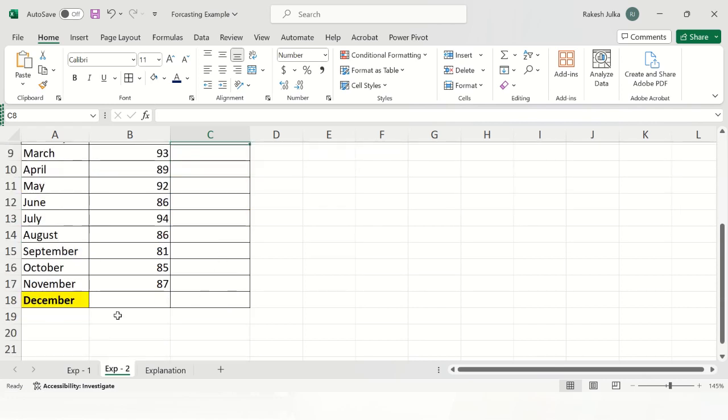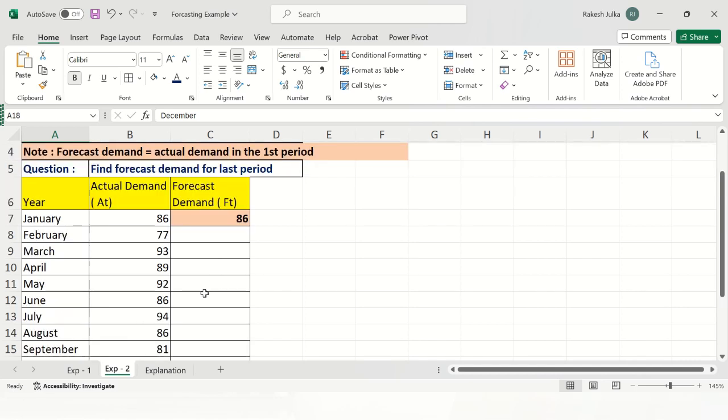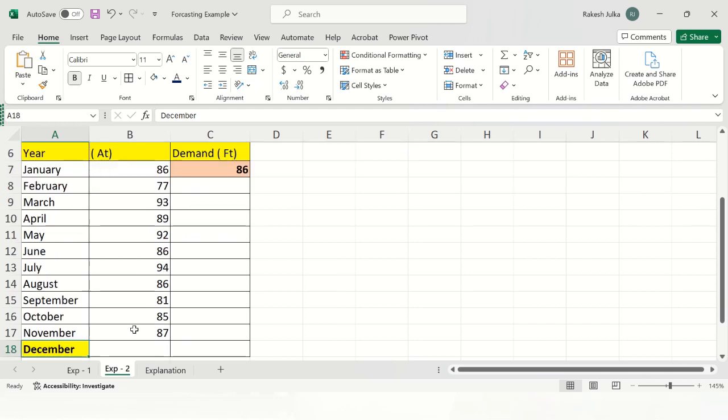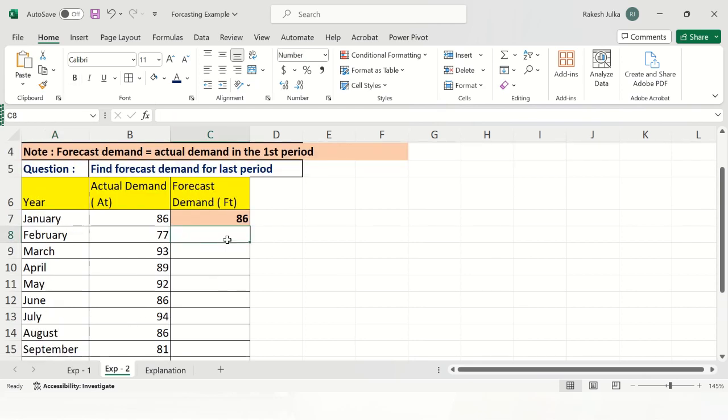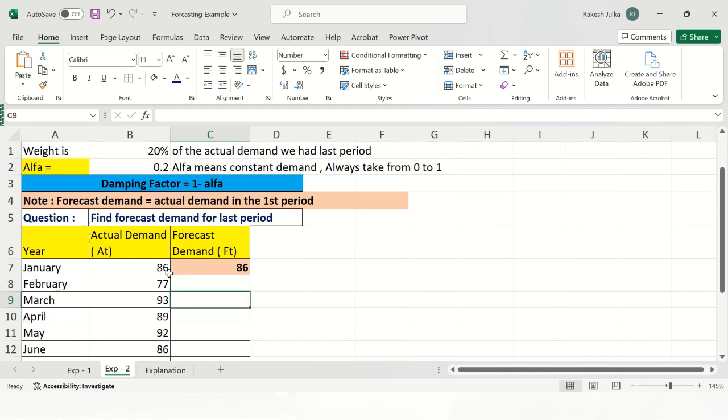Now I'm just going to start. I want to know how much the demand will be in the month of December. We have the actual demands from January to November. So let's start with the equal sign, starting with one thing, that is alpha. How much is alpha? We have decided here, 20%. So 20% alpha is here.